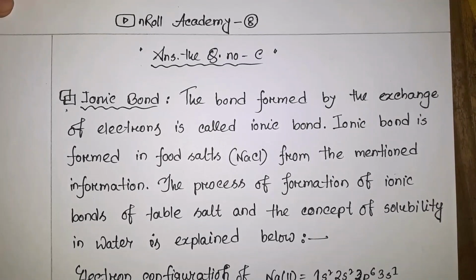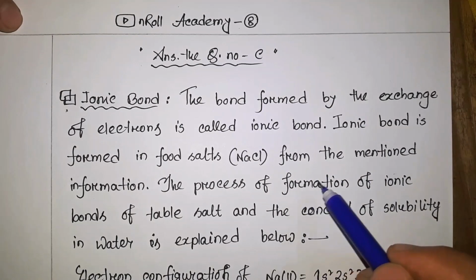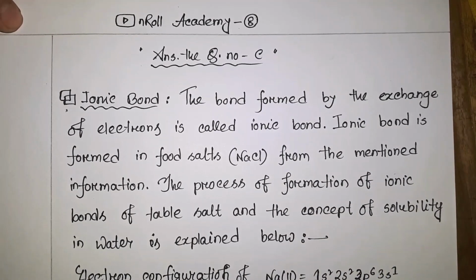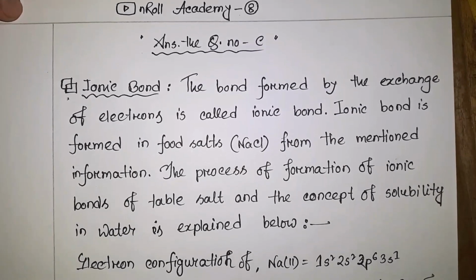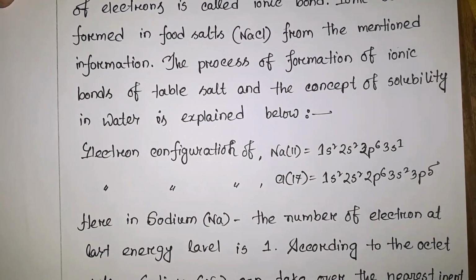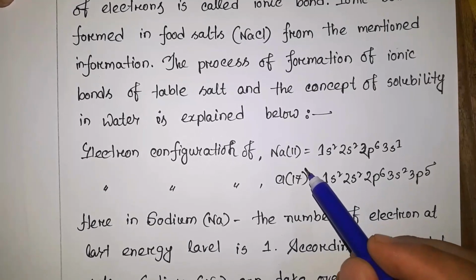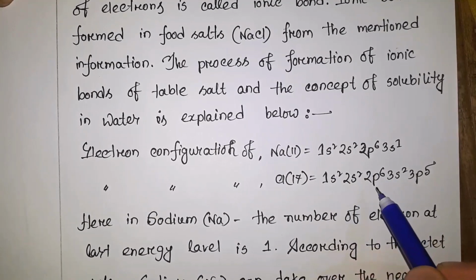Now question number C. In question number C, we have to explain the process of forming an ionic bond in edible salt and its solubility in water. So what is an ionic bond? An ionic bond is a bond where electrons are exchanged. An ionic bond is formed in food salt from the mentioned information. We can see the process of formation of ionic bonds of table salt and the concept of solubility in water is explained below. Let's have a look at the electron configuration of sodium and chlorine. We have previously explained this electron configuration.